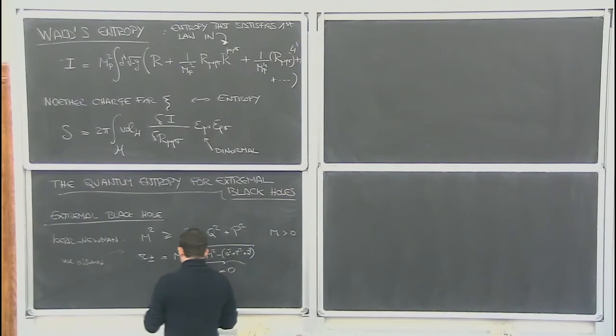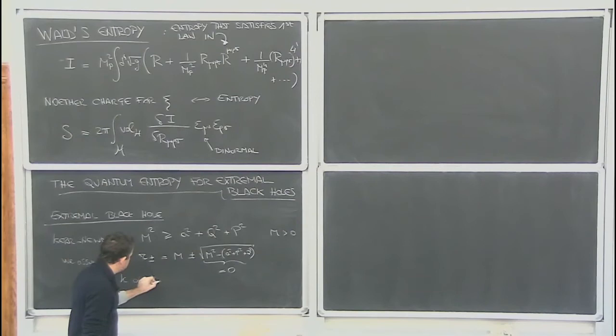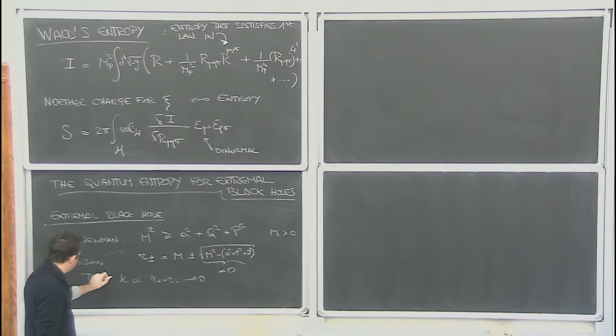If you remember, the surface gravity was proportional to R plus minus R minus. So this means that this goes to zero. And the surface gravity is proportional to the Hawking temperature. So extremal black holes have a zero temperature and therefore do not radiate.